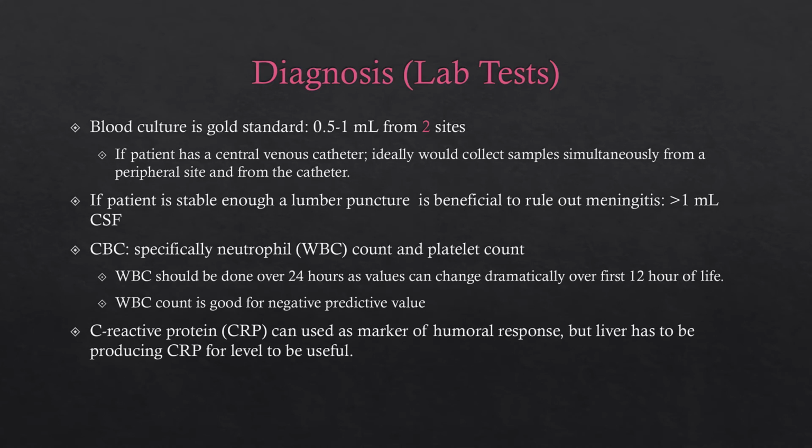Now, looking at lab tests, if we have a positive blood culture, that is the gold standard and positive for sepsis. So we would like to have 0.5 ml to 1 ml from two sites, a peripheral site and then another site if they have IV access anywhere, and if they have a central venous catheter, we definitely need to get a sample from that as well. And I know I say simultaneously on this slide, but that just means very close to each other. I don't need to try to get two samples at the same time.